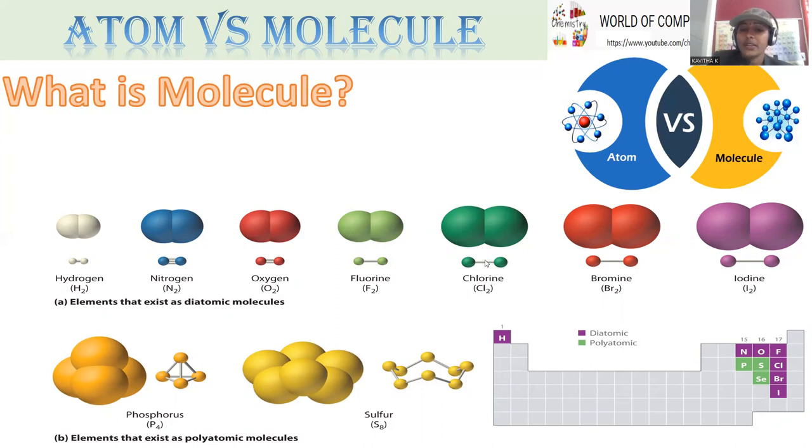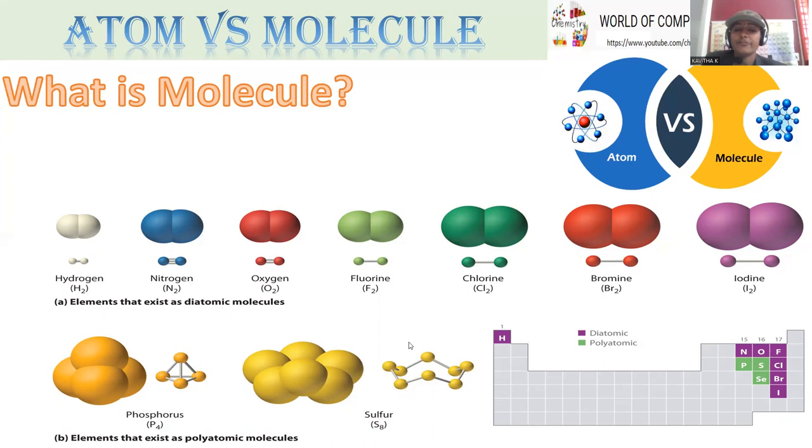Chlorine, 2 chlorine atoms are combined with a single bond formation. Again, it is diatomic. Bromine, 2 bromines are joined with a single bond, diatomic. Iodine, again here, 2 iodines are joined with a single bond. Again, it is a diatomic molecule. Then, move on to phosphorus. Phosphorus is tetrahedral in nature. 4 atoms are in a regular tetrahedral structure. So, it is tetraatomic in nature. But all are phosphorus only, tetra homoatomic.